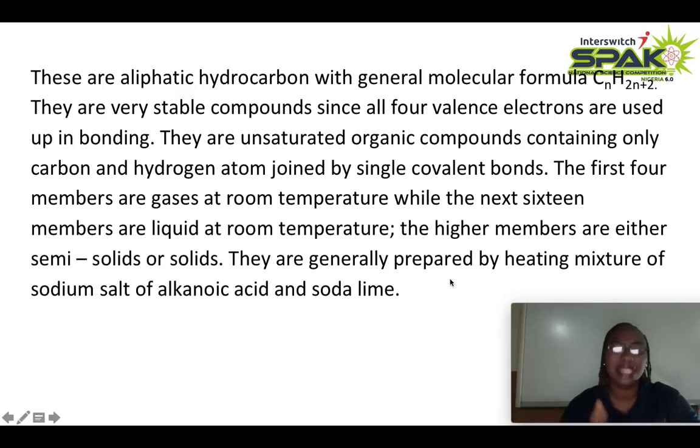They are saturated, and the first 4 members are gases at room temperature, while the next 16 members are liquid, and then the higher ones are semi-solids or solids.